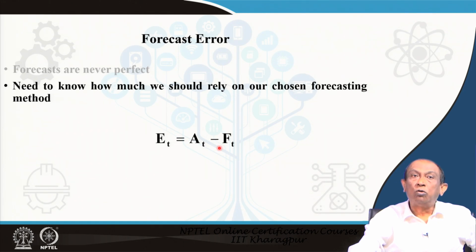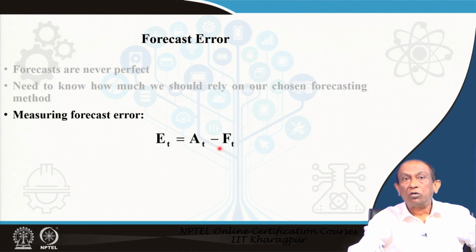So, we need to know how much we should rely on a chosen forecasting method. For this, we need to keep track of the errors that get accumulated over several periods of forecast. So, we measure forecast error with this expression of Et equals At minus Ft.